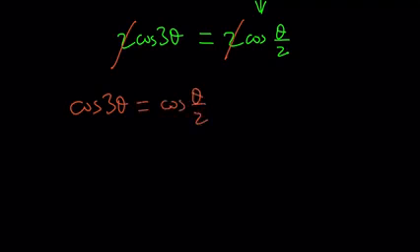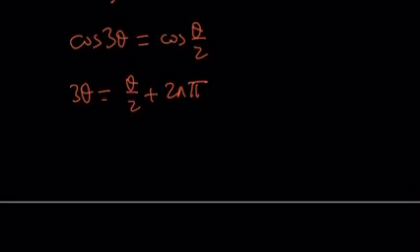This is a very basic trigonometric equation. We can go ahead and solve it real quick. And it's going to look like this. 3 theta is equal to theta over 2 plus 2n pi. It's going to be one of the solutions. If you put everything on the same side, you're going to get 5 theta over 2 is 2n pi. And from here, you get theta is 4n pi over 5.